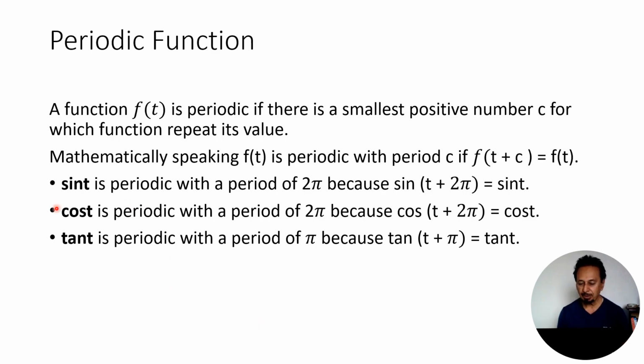Periodic function. A function f of t is periodic if there is a smallest positive number c for which the function repeats itself. Mathematically speaking, f of t is periodic with a period c if f of t plus c is equal to f of t. So sine of t is periodic with a period of 2 pi because sine of t plus 2 pi is sine of t. Cosine of t is periodic with a period of 2 pi because cosine of t plus 2 pi is cosine of t. Similarly, tangent t is periodic with a period of pi because tangent of t plus pi is tangent t.